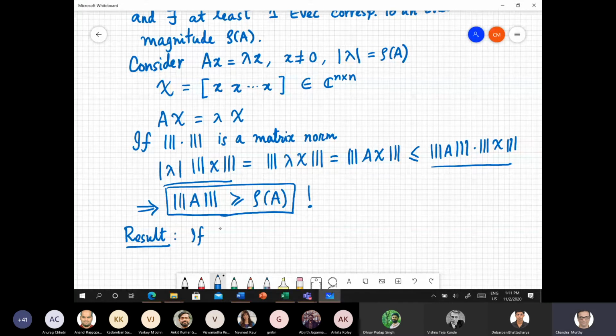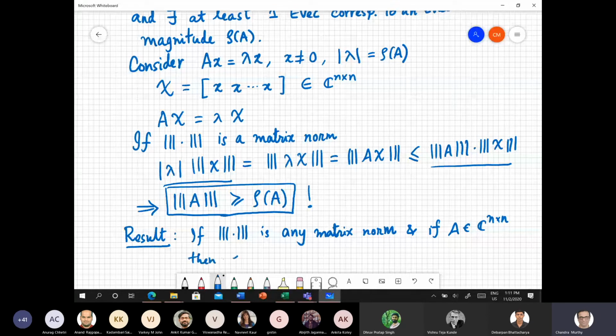If ||·|| is any matrix norm and if A is in C^(n×n), then rho of A is less than or equal to the norm of A.